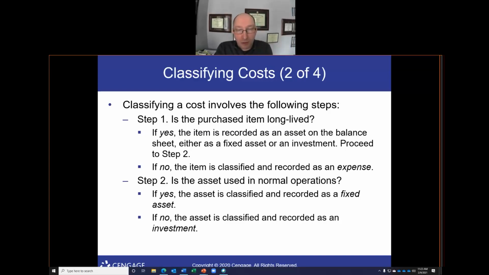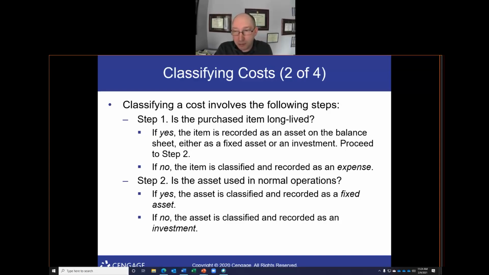So when we purchase an asset, if it's long-lived and the answer is yes, we record it on the balance sheet as a fixed asset or an investment. If not, then it's just an expense. In other words, if it's not long-lived. An example of that would be a computer that we expect to last for a year, or a low-cost computer. A computer is still an asset, but if we don't expect it to last long, then it's an expense.